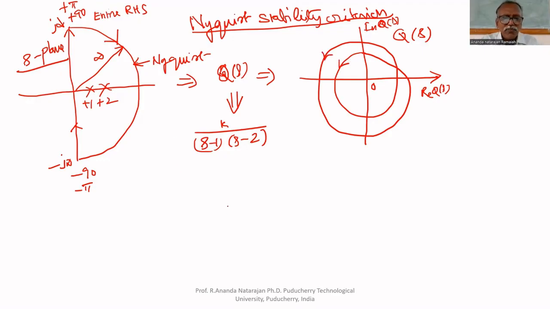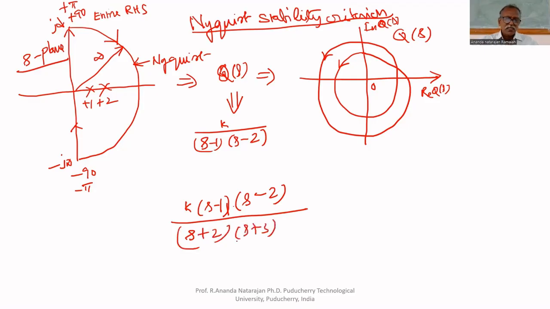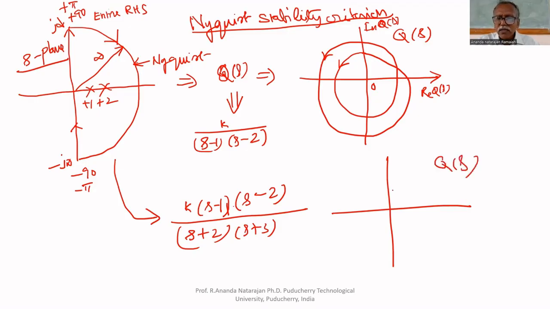Similarly, suppose Q of S is like this: S minus 1 multiplied by S minus 2, S plus 2, S plus 3. This is the transfer function. If you do the mapping on this Q of S, what you will get is, again, in the Q of S plane, it will encircle the origin in the clockwise direction twice.